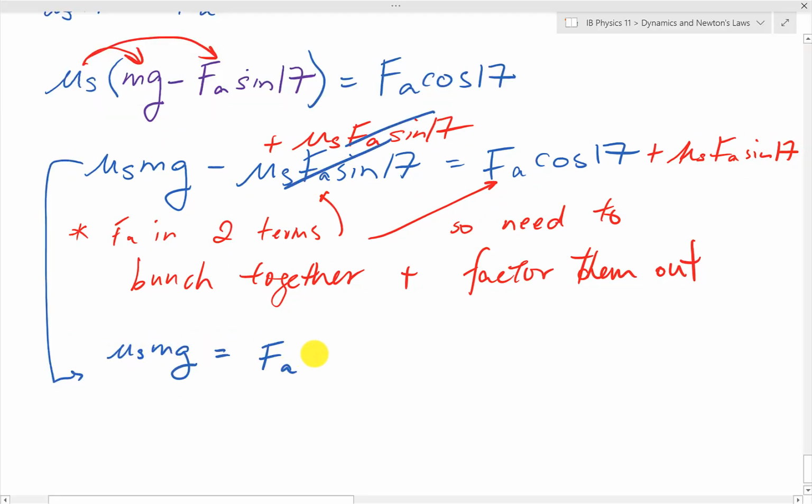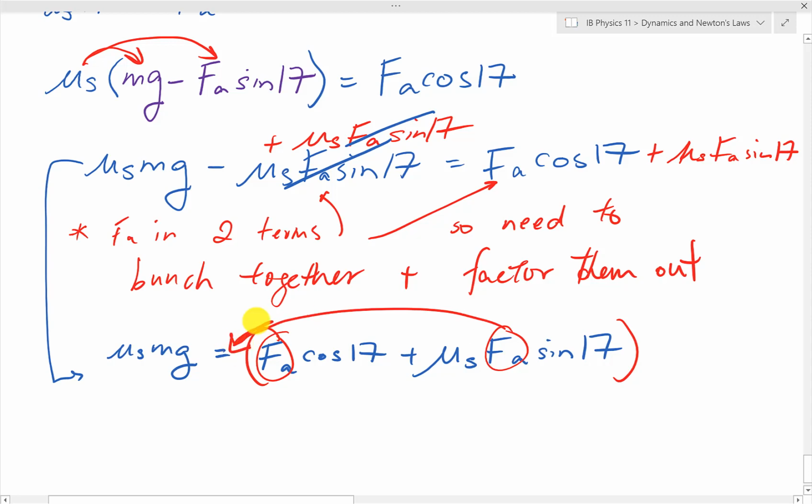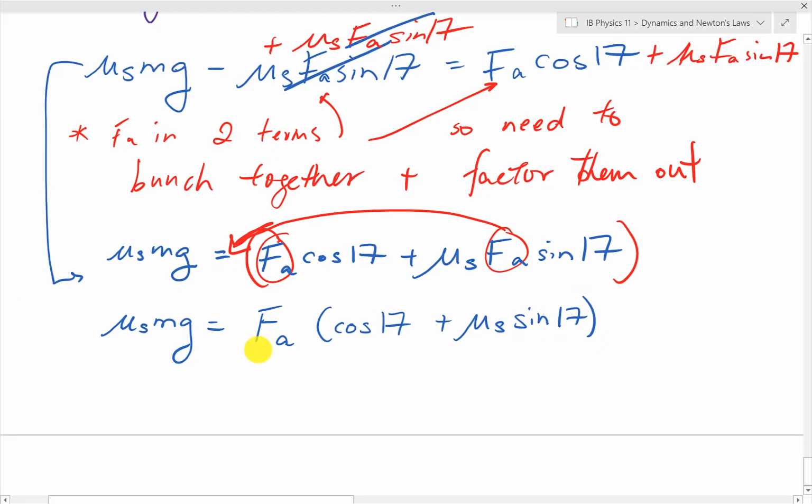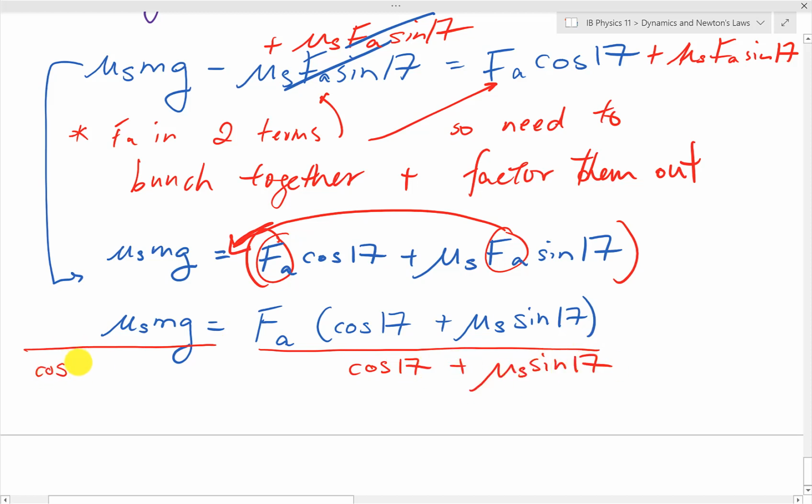So putting brackets around those two terms, then factoring Fa outside of the brackets, we now get Fa, and in brackets, cosine 17 plus mu s sine 17. To solve for Fa, we can now divide what's inside the brackets onto the other side of the equation. So then for Fa, we get the following.